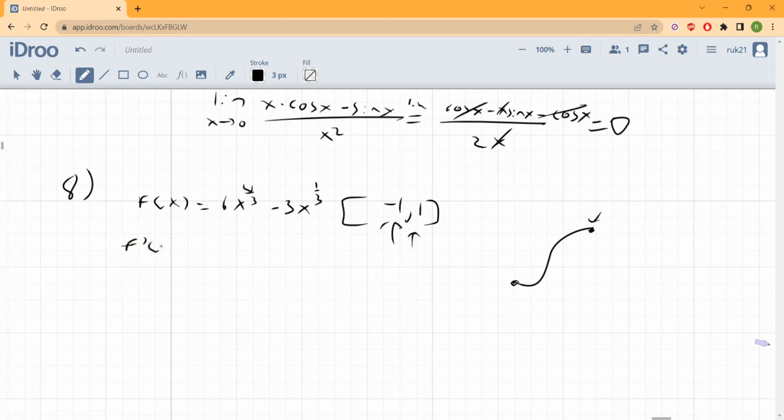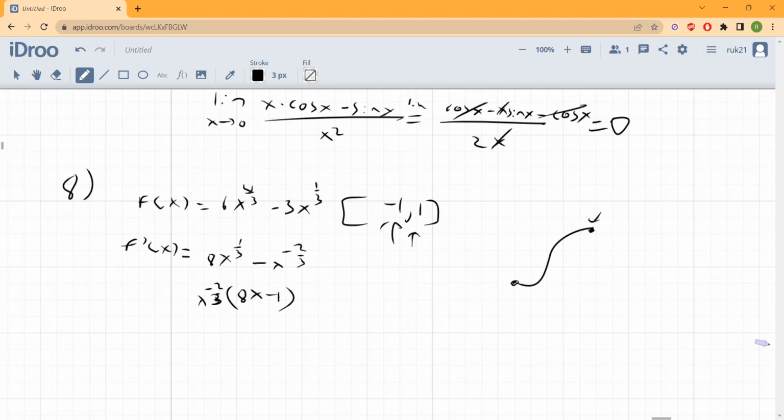So let's just find f prime of x. That is equal to 8x to the power of 1/3 minus x to the power of -2/3. I'm going to factor out x to the power of -2/3, just to make things a lot easier to work with. If I factor that out, we get 8x minus 1, over 3. This is really nice to work with. So then we get some critical numbers here.